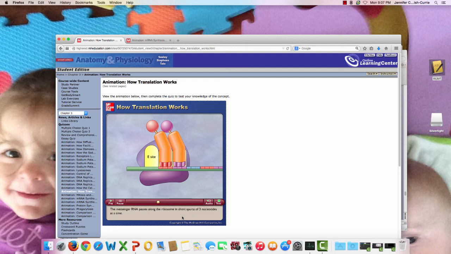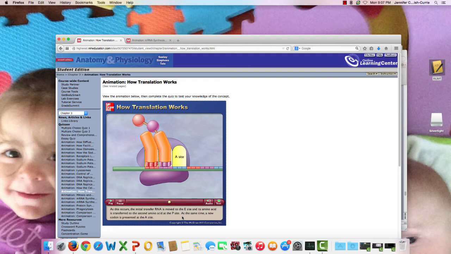The messenger RNA passes along the ribosome in short spurts of 3 nucleotides at a time. As this occurs, the initial transfer RNA is moved to the E site, and its amino acid is transferred to the second amino acid at the P site.